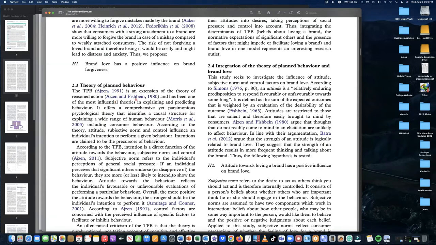Then Ajzen came back in. I don't know why the person put Ajzen in 1980 developed the theory of reasoned action. Then in 1991 came the theory of planned behavior. Sorry, I was interchanging them in my statement, although the reading was the right way. So the theory of planned behavior is an extension of the theory of reasoned action, which I mentioned earlier, that Ajzen and Fishbein did in 1980, and then 10 years after.